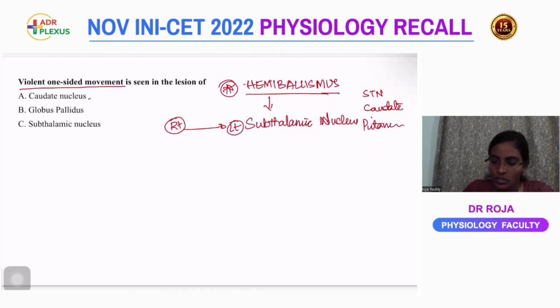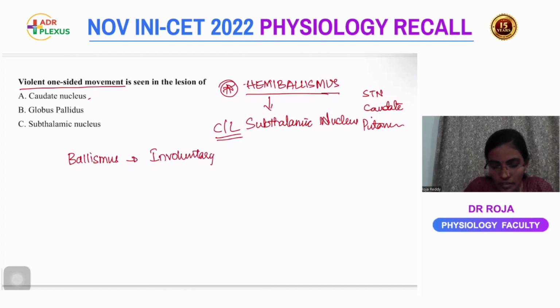Okay, so the symptoms occur due to the lesion of the contralateral subthalamic nucleus, right? Now we will look at the other involuntary movements which are seen in the basal ganglia. The other one is the ballismus, which means again the same involuntary flailing. Okay, these are the adjectives which are used. Okay.